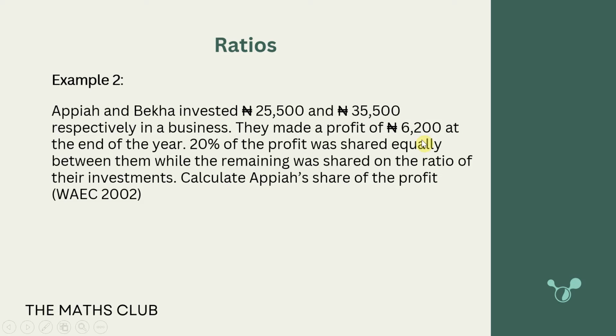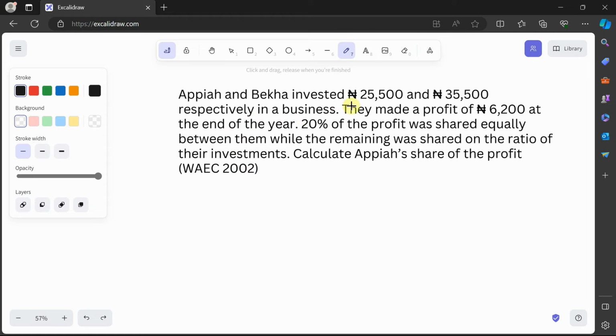Calculate Appiah's share of the profits. I know what you're thinking, this is actually a big jump from example 1 to example 2, but trust me, it is also very easy. Let's solve it together. So it says that Appiah and Baker invested 25,500 and 35,500 respectively.